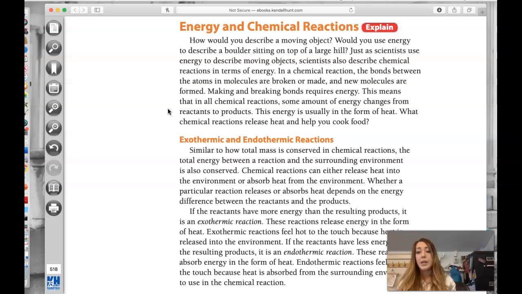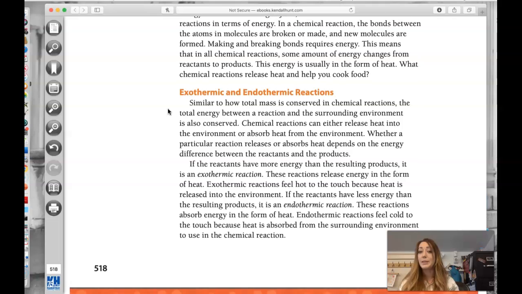This means that in all chemical reactions, some amount of energy changes from reactants to products, and this energy is usually in the form of heat. What chemical reactions help release heat and help you cook food? So, exothermic and endothermic. We should be used to these words, but we're going to write these terms down just to help your memories.